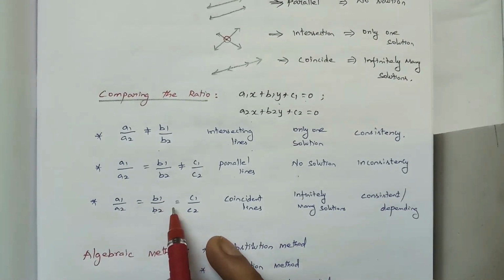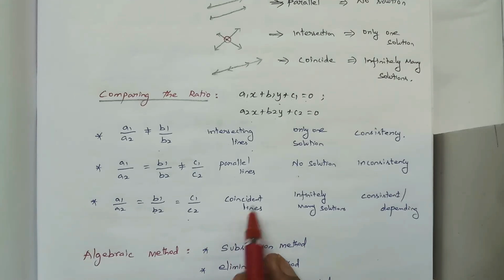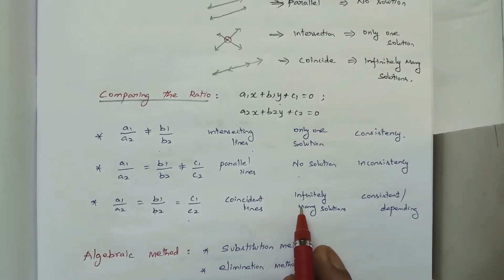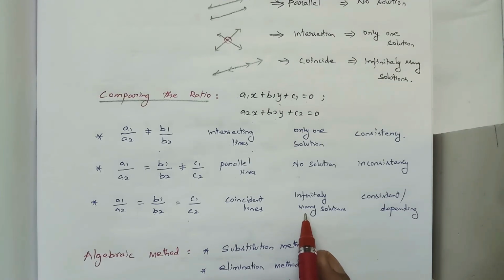The next one: if all the ratios are equal, a1 by a2 is equal to b1 by b2 is equal to c1 by c2, then it is a coincident line. How will the graph be? Coincident lines. Then how many solutions? Infinitely many solutions.